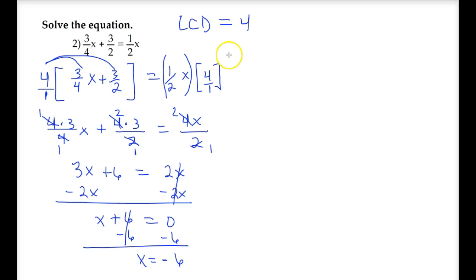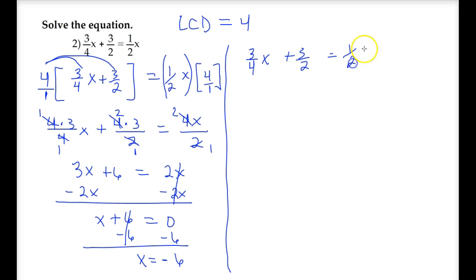Okay. If we actually were dealing with this with the fractions, this is what it would look like. For those of you that are a little bit more comfortable in dealing with that.